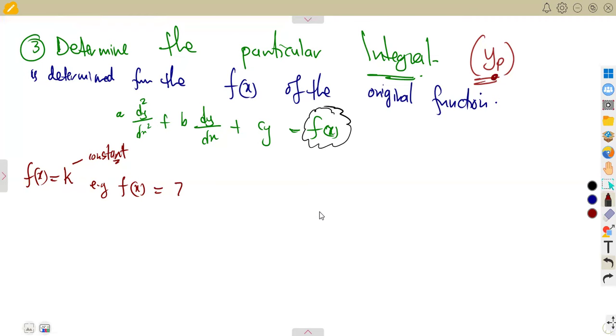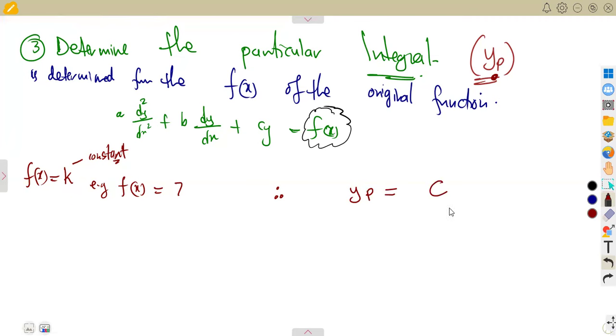It is just like what we had on the complementary function. If the solutions are this, how are you going to write your complementary function? So if it is a constant, how are we going to write our yp, which is the particular integral? Therefore here we are going to have yp, the particular integral, given as c, just a constant.